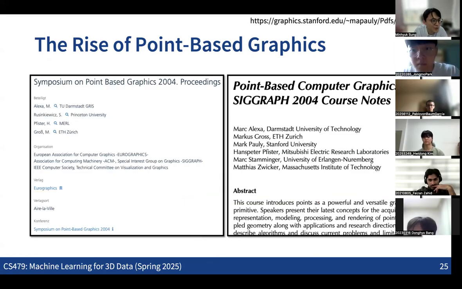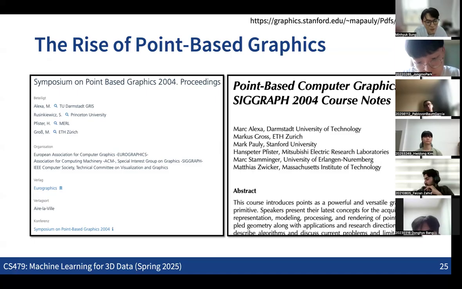And actually, if you find some of the old materials like this, from more than 20 years ago, there was even a conference for the older research about how we can do point-based rendering and point-based graphics pipelines. So you can check out lots of materials from this time.